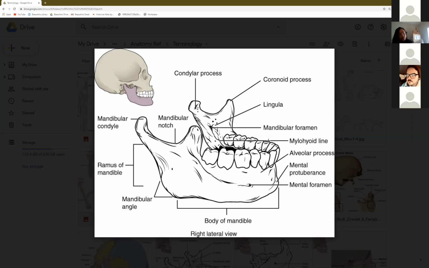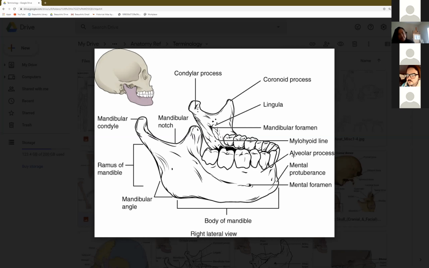So you have a number of mandibular things like the mandibular foramen. Again, a foramen is a larger fossa, like a larger hole. The mylohyoid line is pretty insignificant to most of what we do.